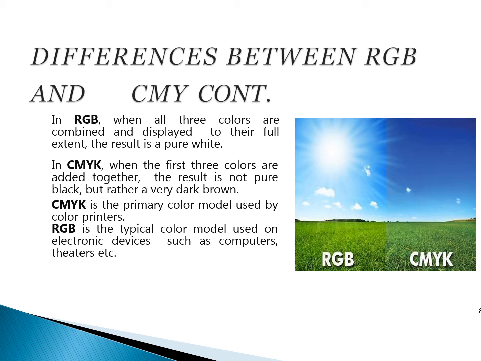The CMYK color model is used in printers, whereas for display devices like computers, or for animations and movies, the preferred color model is RGB. Here also there is a picture in which you can see the difference between the CMY color model and the RGB color model.